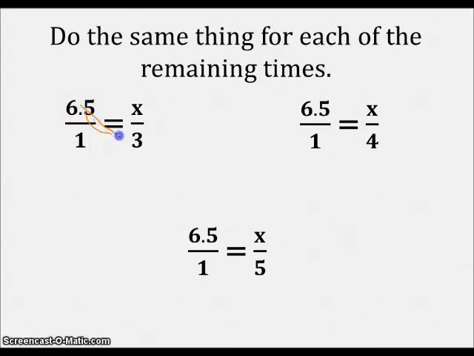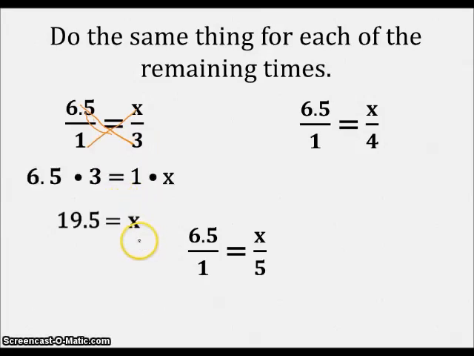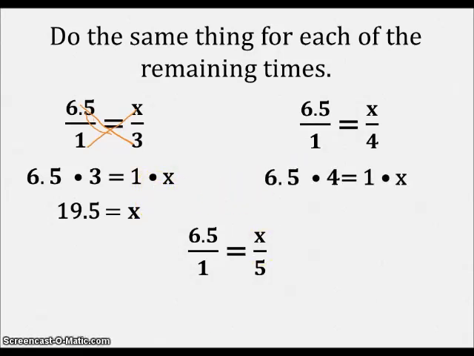We're just going to cross multiply this 6.5 with 3, this x with 1, and it's going to come up like this. 6.5 times 3 equals 1 times x. 19.5 equals our x, okay? So we're going to do that for each equation, and we're going to get our values for x.